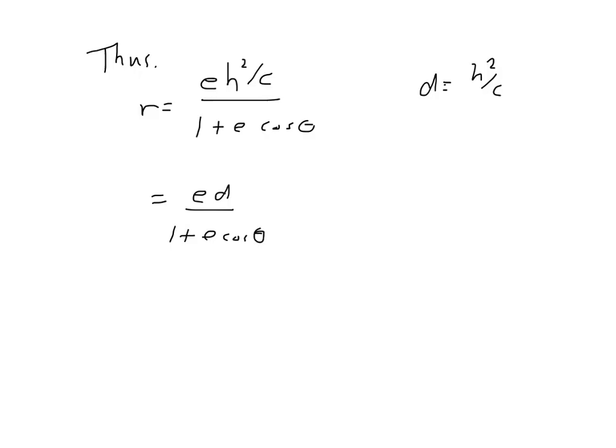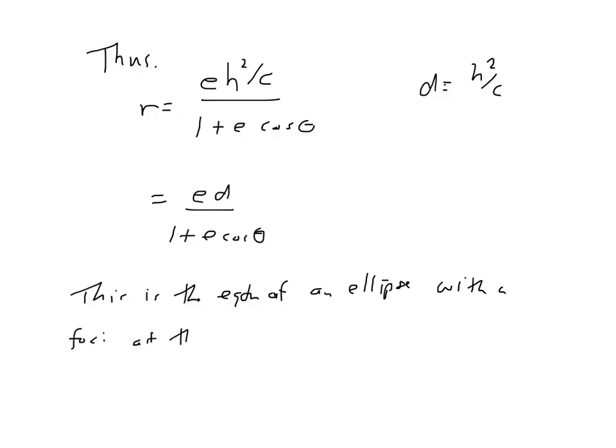and plug that in, and we get e times d over 1 plus e cosine theta. And this is exactly the equation of an ellipse with a focus at the origin from what we saw before. So this proves Kepler's first law. We now have that the planet revolves around the sun in an elliptical orbit with the sun at one focus. So this all just follows from Newton's second law and Newton's law of gravitation. So we just have the final two laws to prove for Kepler's laws.